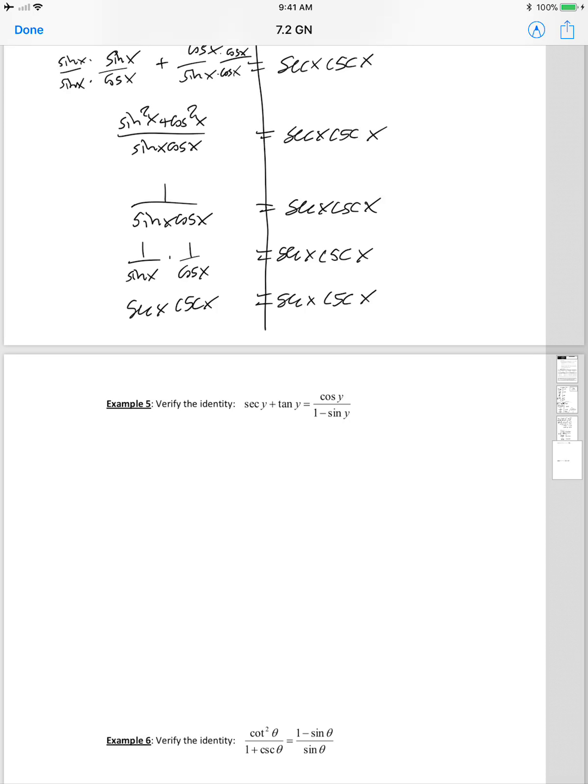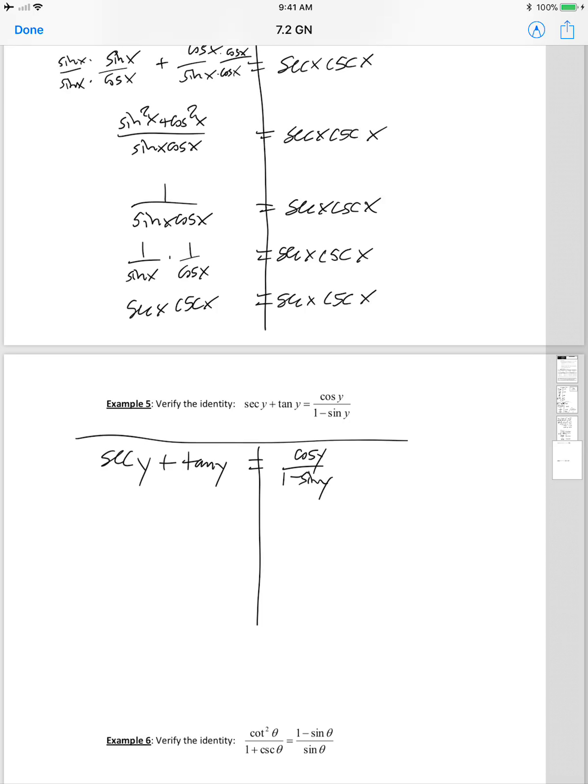Example 5. Gosh, both sides look kind of complex. I'm going to work the left side. I don't really have an exact reason for why I'm choosing to work the left side instead of the right. I just think it's easier to turn something into an expression with sines and cosines than it is to take an expression with sines and cosines and then turn it into an expression with secant, cosecant, tangent, cotangent. So I guess that's why I'm doing this.